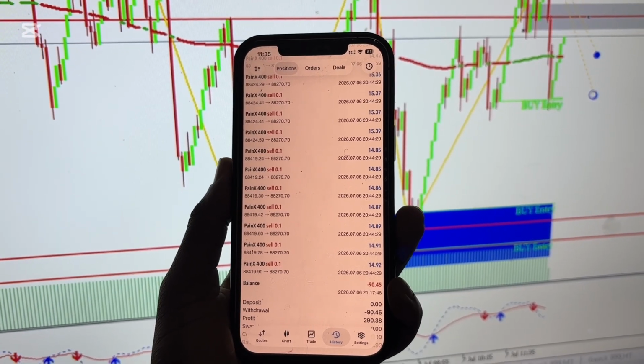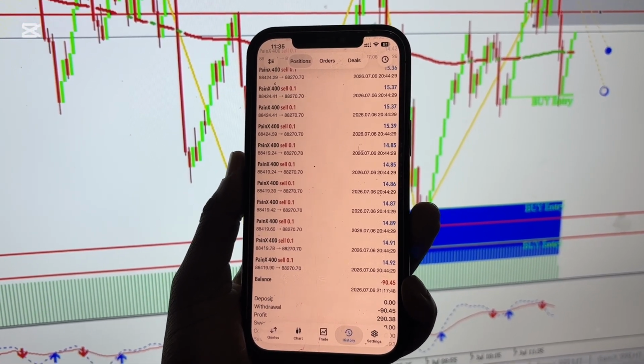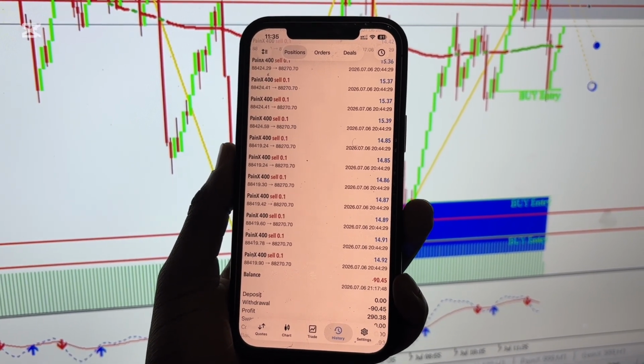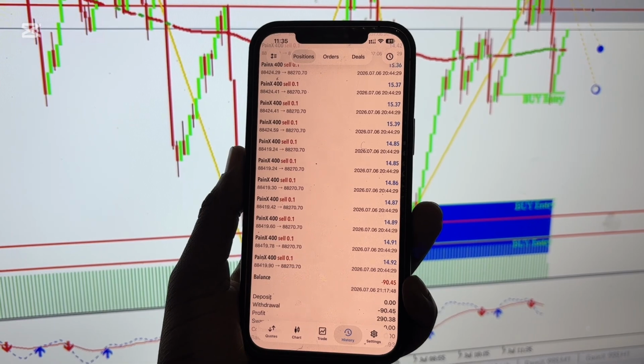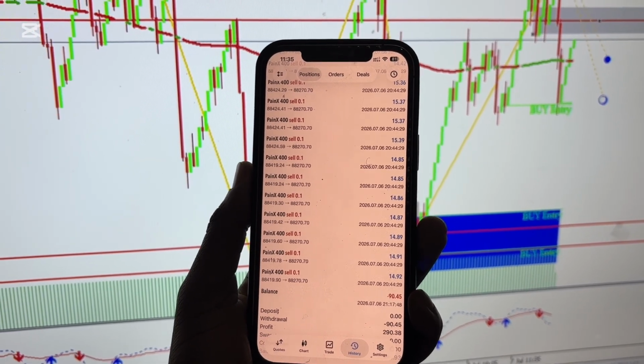I set a target for myself. You have to set a target for yourself too. As for me, it was $200 per day, and as you can see, it's already at 290, which means for today I'm done. So basically, this is how you should be analyzing the market.